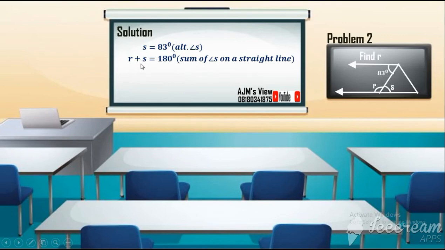So take note that in my next step, I'm not going to repeat this S, because already I know S equals 83 degrees. So my next step becomes R plus 83 equals 180 degrees. So collect like terms. R equals 180 minus 83 degrees, and R finally equals 97 degrees. That was easy. Let's proceed to the next problem.